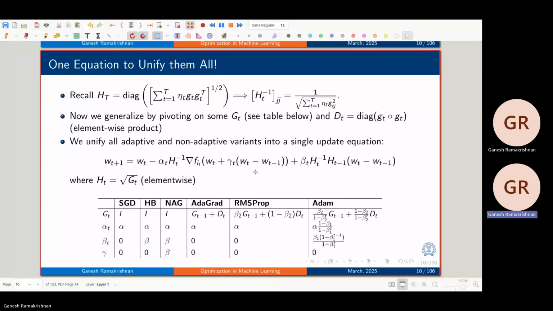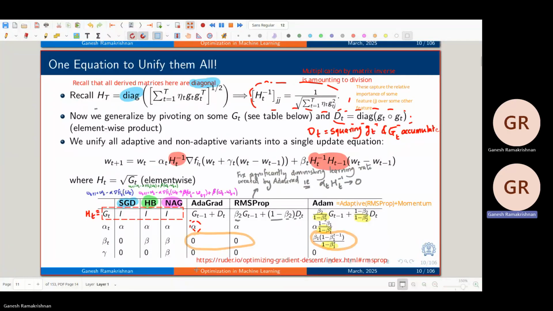Right? That's evident here. In fact, let me make it a little colorful, right? Here you can see all these are zero. At least in Adagrad and RMSProp, we probably have alpha, but the betas and gammas are zeros. Right? Now, Adam has brought in momentum.